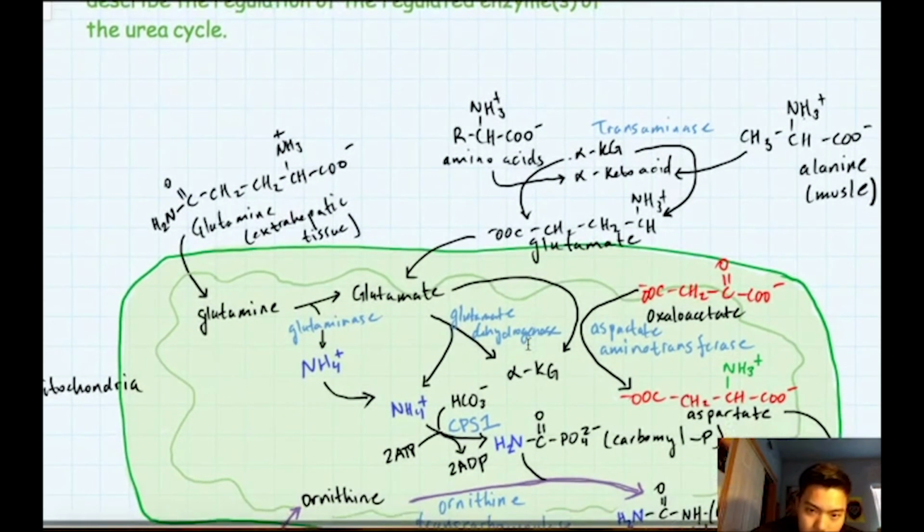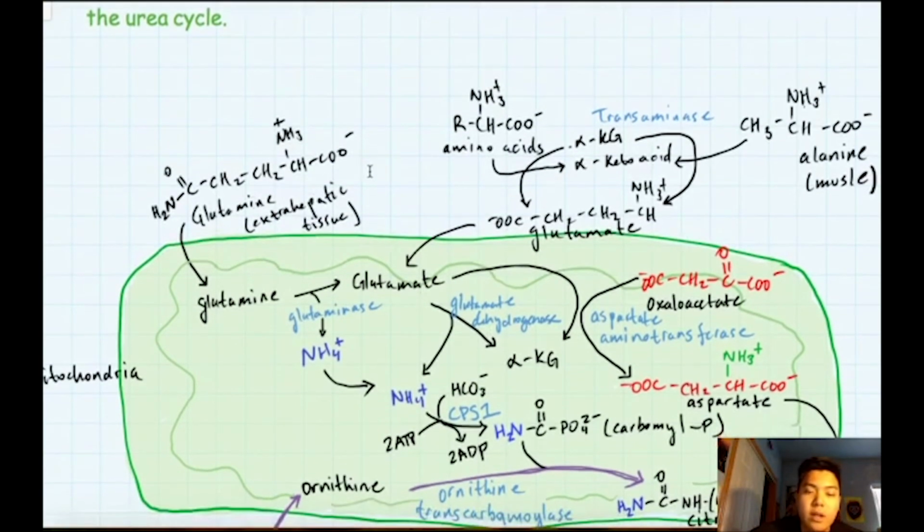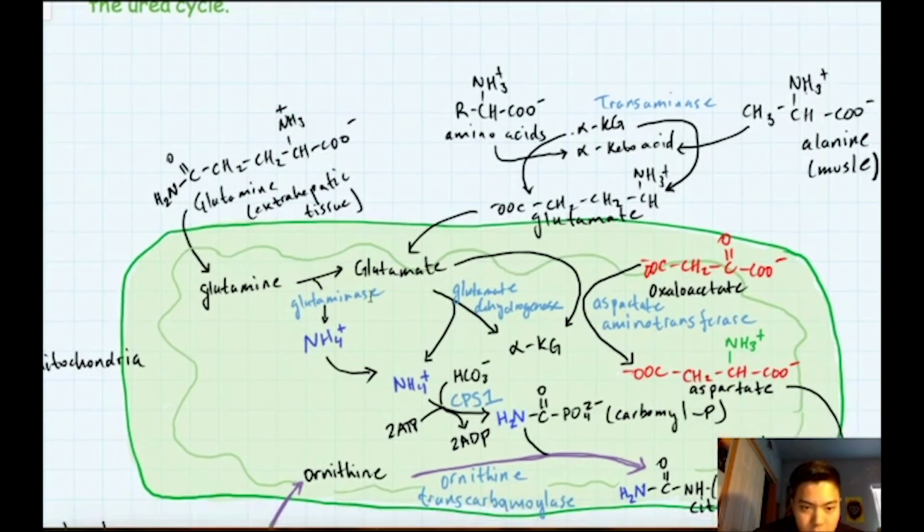So the other way that we can get glutamate is glutamine. So in other tissue other than muscle, and sometimes muscle, glutamine will come in, and glutamine will turn into glutamate in the mitochondria, and we use the enzyme glutaminase. Glutaminase?